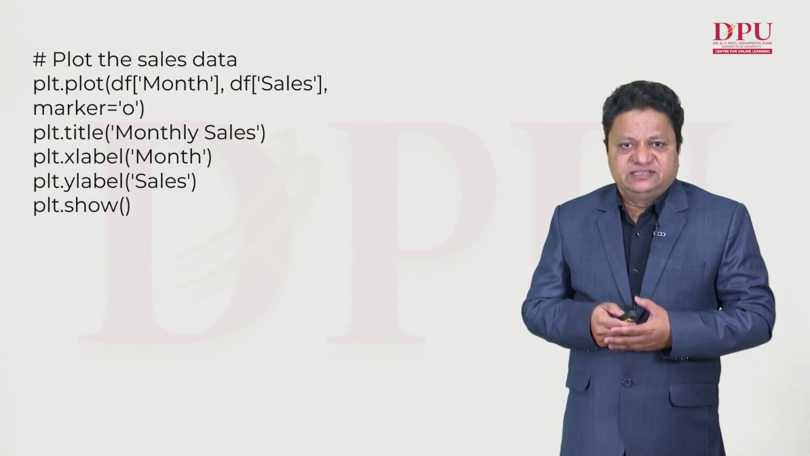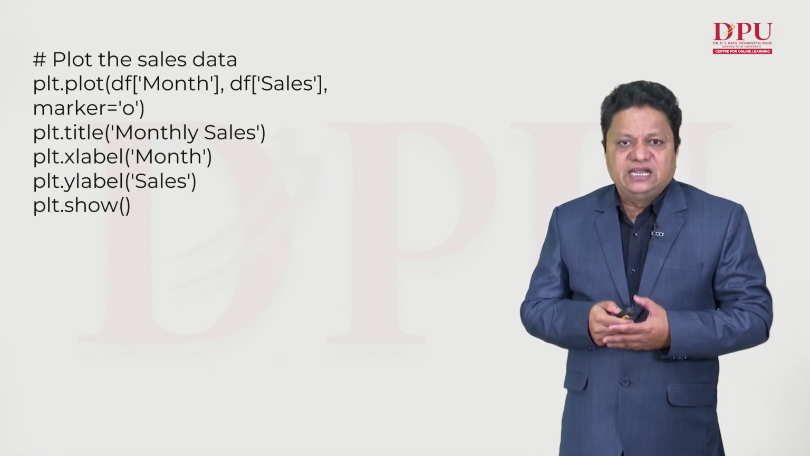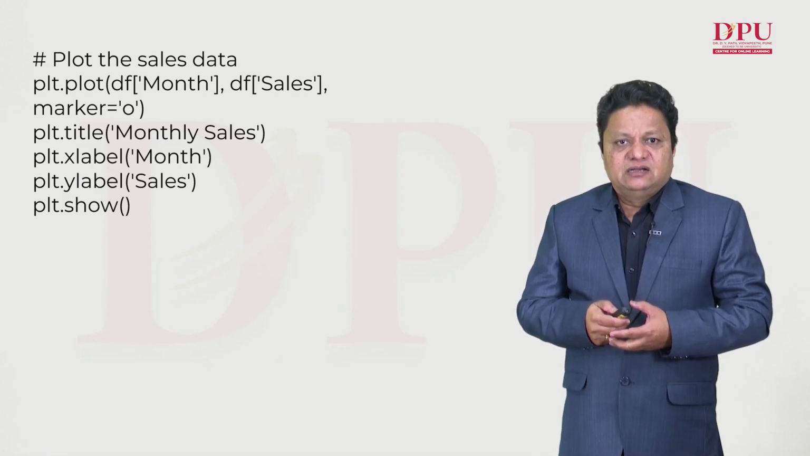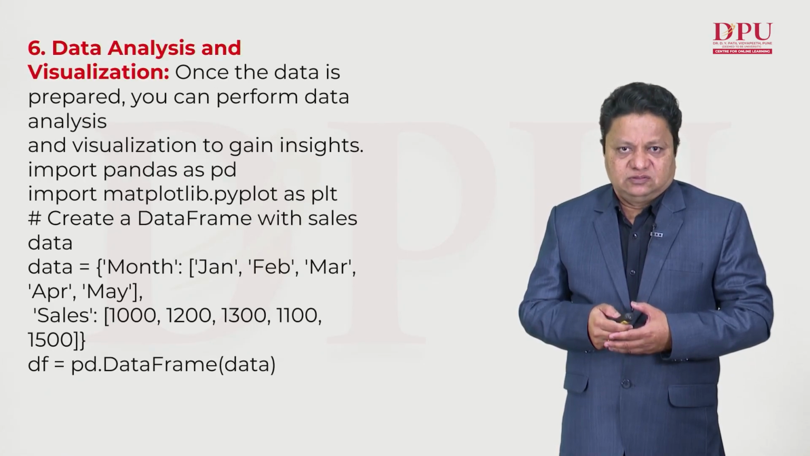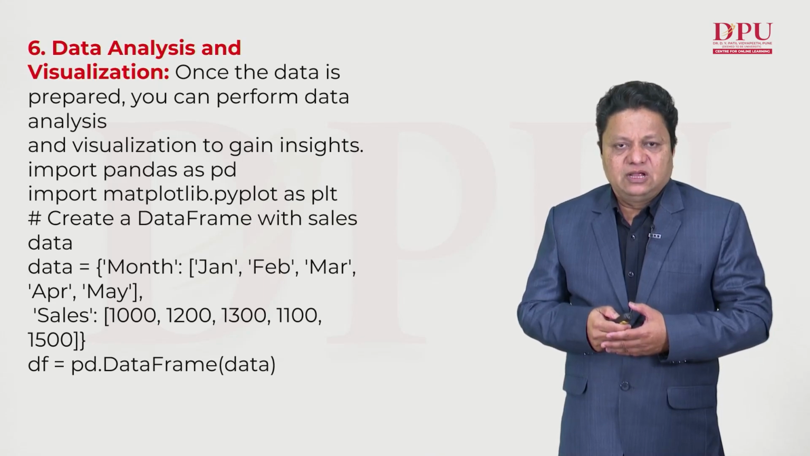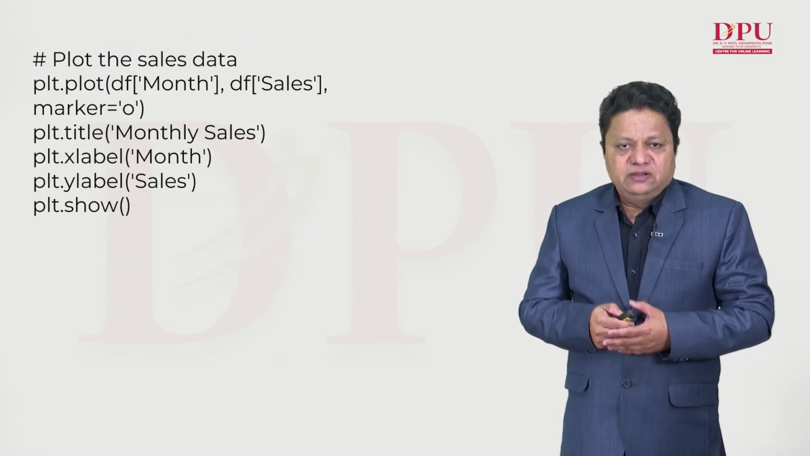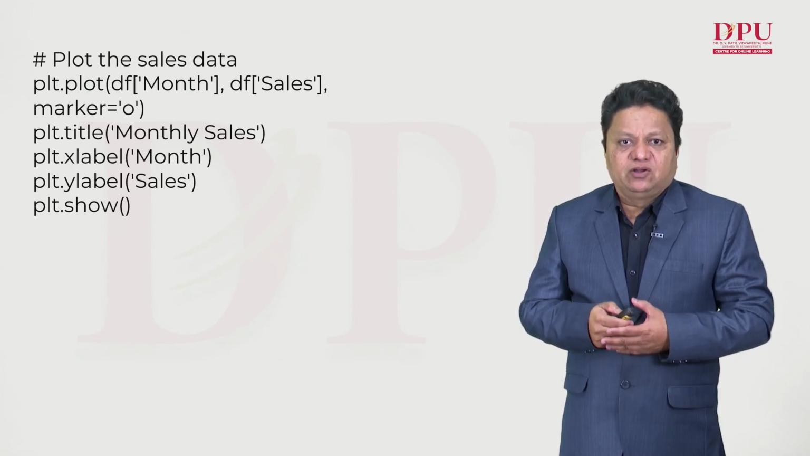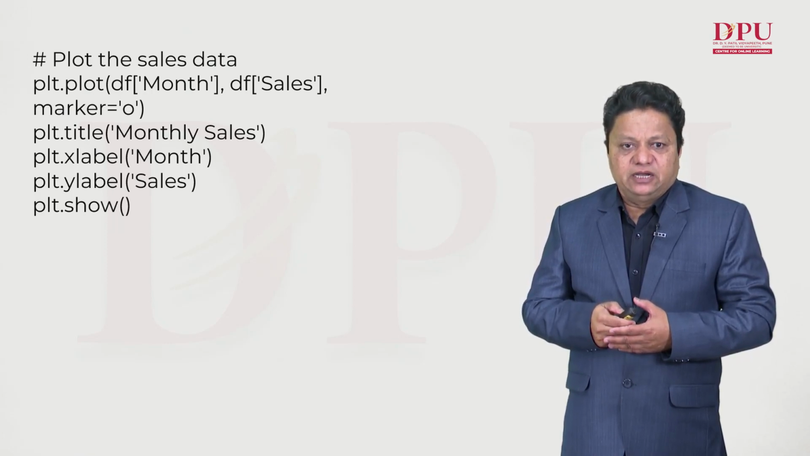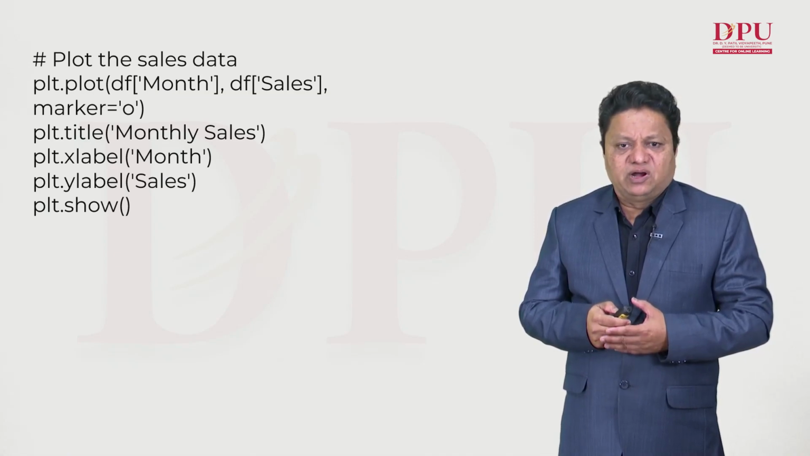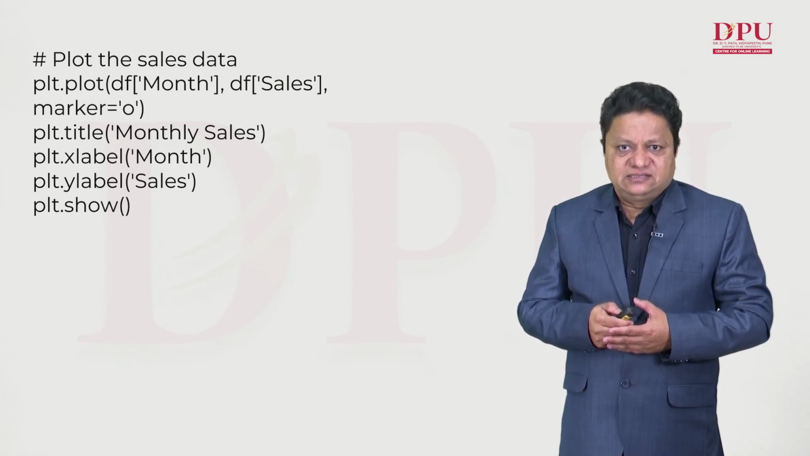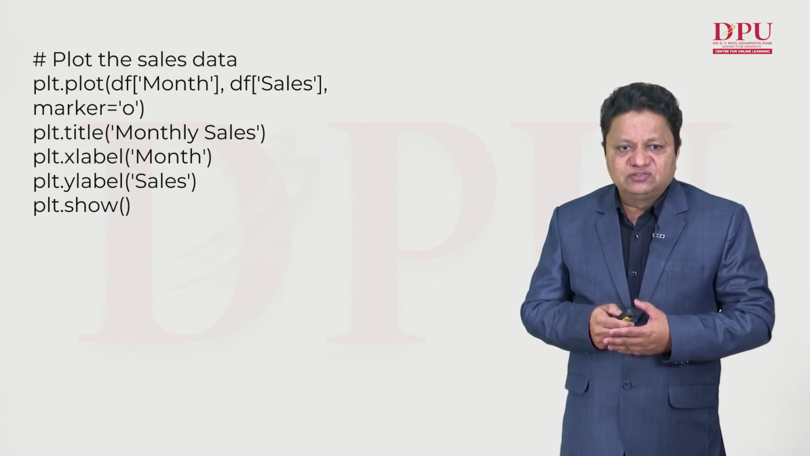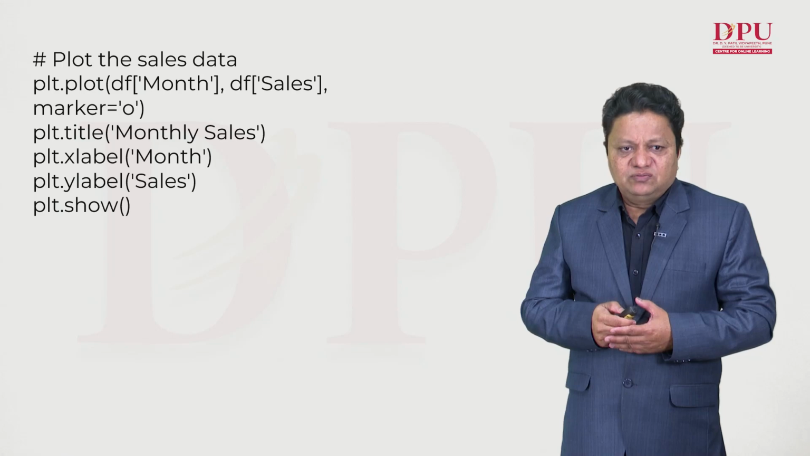Now, I am plotting the sales data with the help of plt. plt is the object of pyplot. So, by using the functions of pyplot, I am plotting the data on the canvas. So, plt.plot, in the bracket df['month'] comma df['sales']. So, here I am providing month and sales as x and y attributes, marker is equal to o.